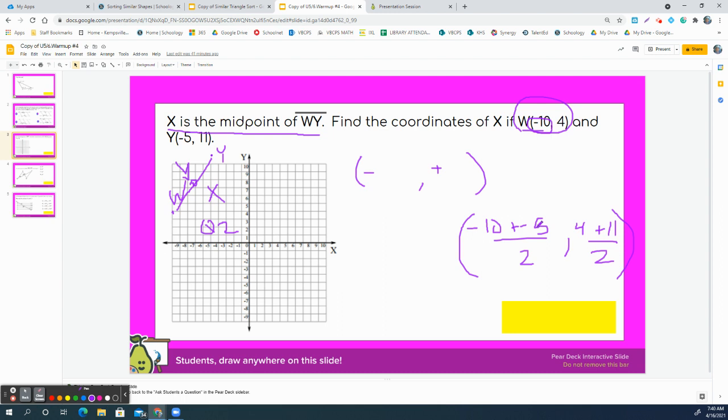So negative 10 and negative 5 is negative 15. Divided by 2 is negative 7.5. And then 4 plus 11 divided by 2 is 7.5. I love that I saw so many people graph it and then estimate. The only problem with this one is we get decimals. And if you estimate, you're tempted to get whole numbers.